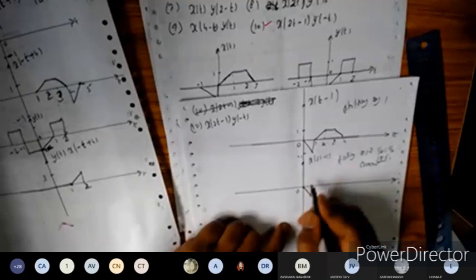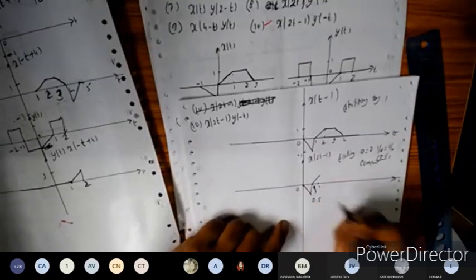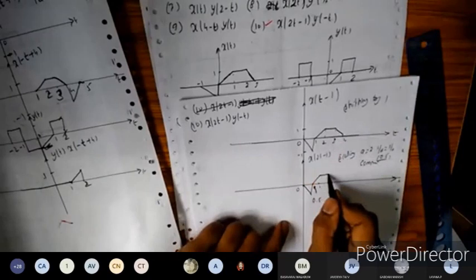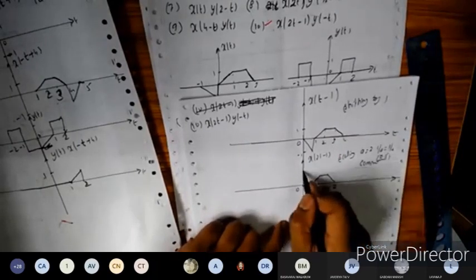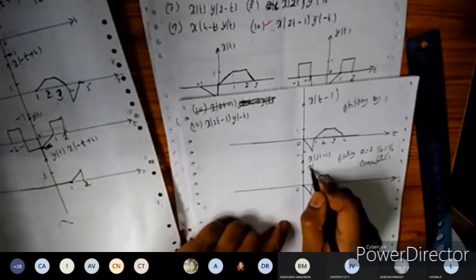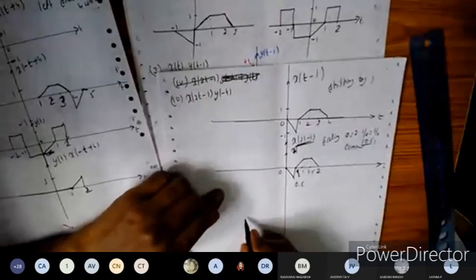Next 2 multiplied by 0.5 will be 1 here. So this will become 1. 3 multiplied by 0.5 is 1.5 here. 4 multiplied by 0.5 will become 2 here. So this is x of 2t minus 1 here. Done. Okay, so solving the problem will not take much time, but getting your reply takes so much time.